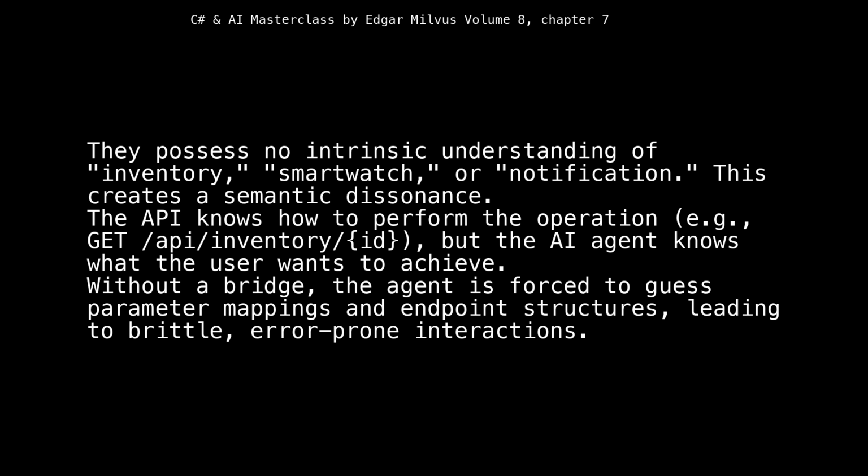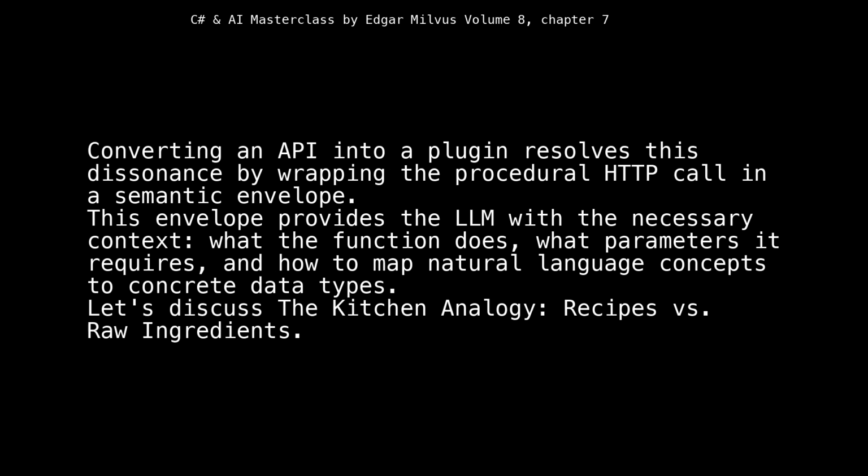The API knows how to perform the operation, e.g., GET /api/inventory/{id}, but the AI agent knows what the user wants to achieve. Without a bridge, the agent is forced to guess parameter mappings and endpoint structures, leading to brittle, error-prone interactions. Converting an API into a plugin resolves this dissonance by wrapping the procedural HTTP call in a semantic envelope. This envelope provides the LLM with the necessary context: what the function does, what parameters it requires, and how to map natural language concepts to concrete data types.